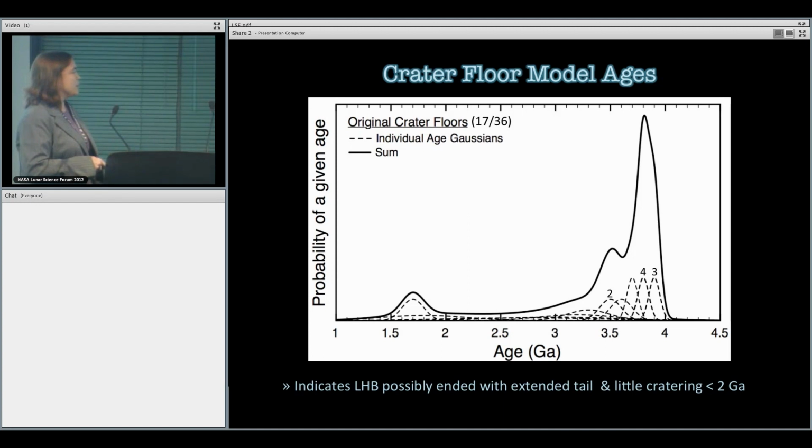But the more interesting feature is looking at the sum of these Gaussians, and two very important features pop out. One is that the LHB may have an extended tail even to ages younger than 3 billion years ago, and that there has been little cratering since about 2 billion years ago. This is really just representing one possible crater that has occurred at this time. And I should mention that this is looking at a subset of our data, just original crater floors. So these craters have likely not been resurfaced, so we're actually looking at the formation age of these craters.